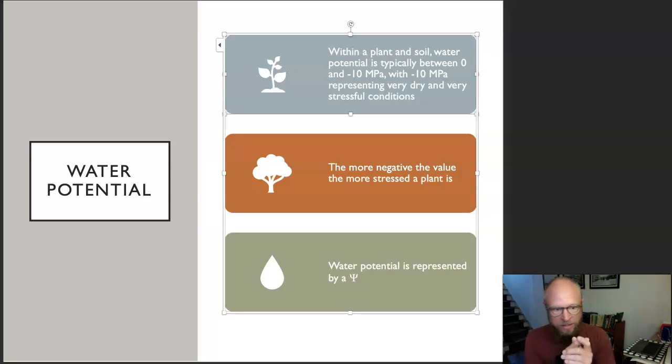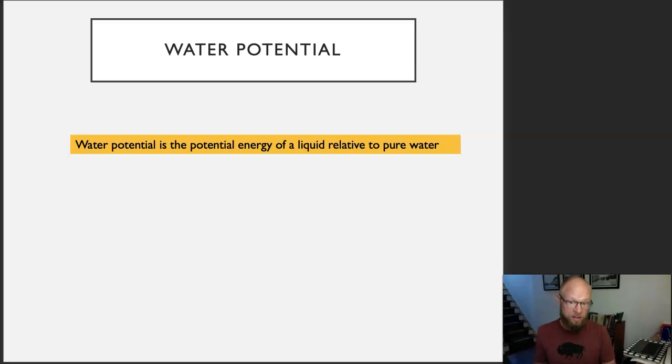Now, I want to talk about these negative numbers. Let's go back to the definition. Water potential is the potential energy of liquid relative to pure water. So by definition, pure water is 0. It has a potential energy of 0, okay? So if we are decreasing the potential energy relative to pure water by adding solutes, that's going to be negative. It's going to have negative values, all right?